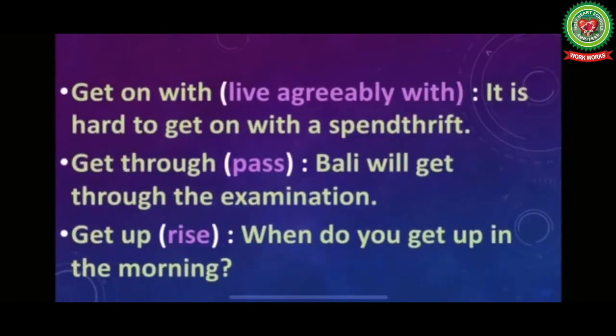See the next one. Get on with. Get on with means live agreeably with, means milkar rehna. See the sentence, it is hard to get on with a spendthrift. Spendthrift means one who spends a lot. So it is hard to get on with a spendthrift means it is hard to live agreeably with a spendthrift. So instead of using this phrase, we may use the phrasal verb get on with.